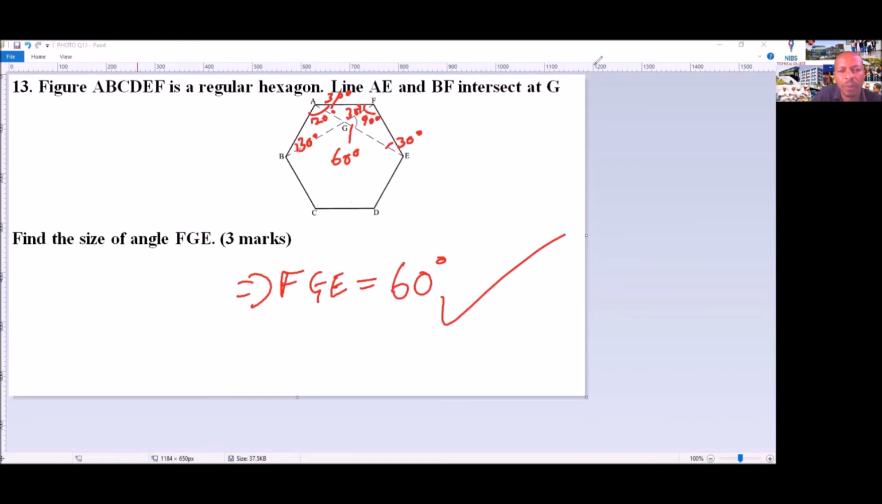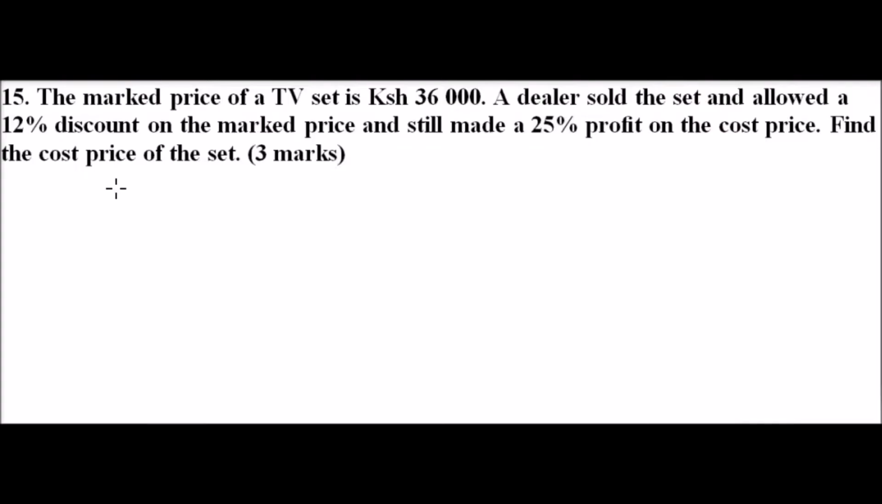So let's move to the next question. Question number 15, we are told the marked price of a TV set is 36,000 Kenyan shillings. A dealer sold the set and allowed a 12% discount on the marked price and still made 25% profit on the cost price. Find the cost price of the set.